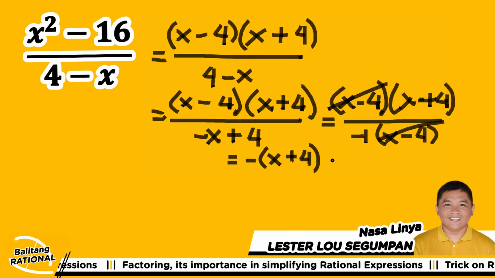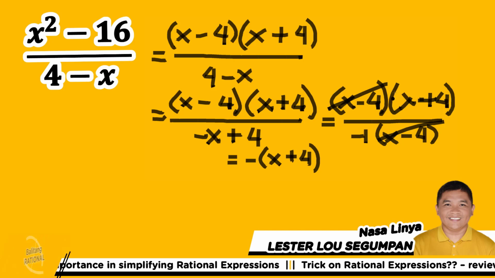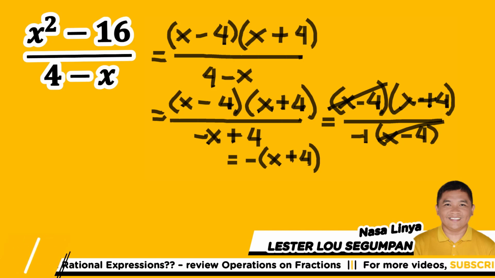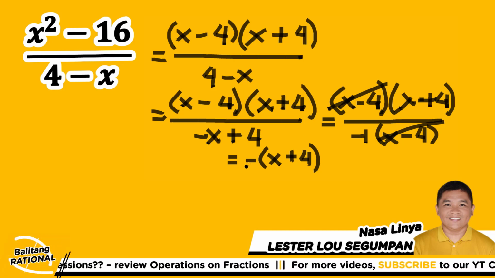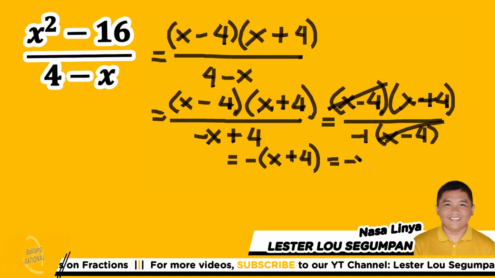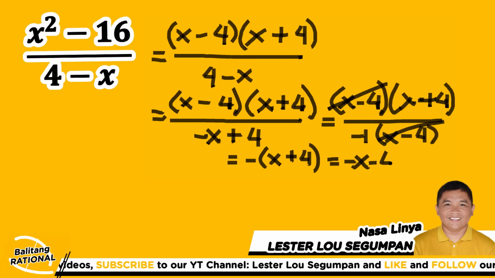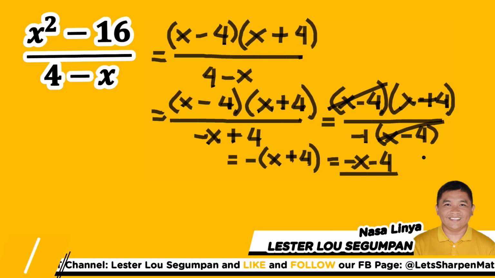Okay? Sa nagtatanong po, bakit po ganito yung form natin? Kasi nga po, we will divide x plus 4 by negative 1. So it's just equally the same as multiplying x plus 4 po with negative 1. And we can still express it further as negative x, when we distribute the negative sign po, minus 4. Ito po yung sagot natin. Ito po yung simplified form ng ating rational expression.